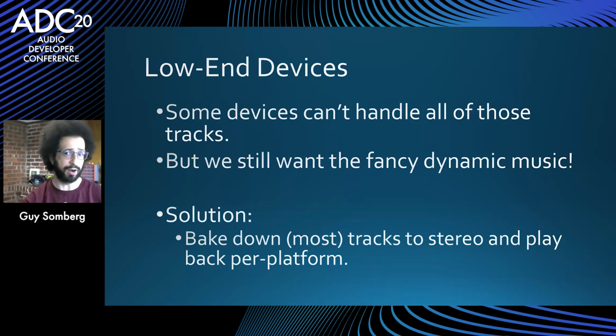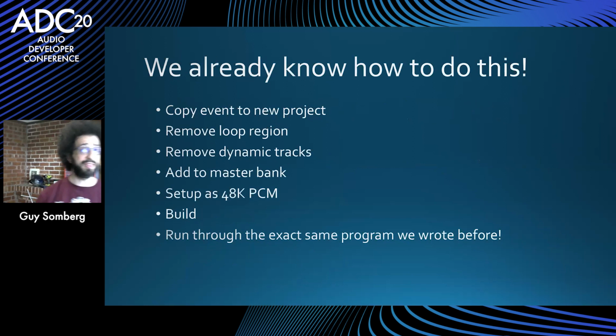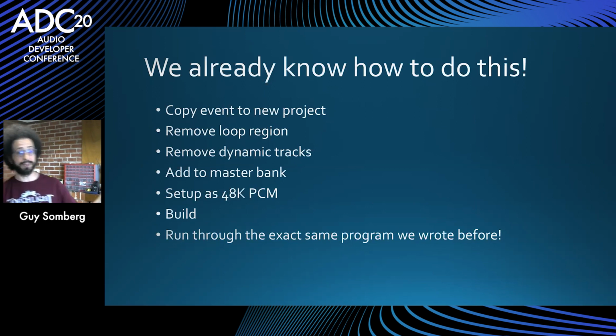How do we bake down our music track? Well, we know how to do that. We just copy the event to a new project, remove the loop region, remove the dynamic tracks, add it to the master bank, set it up as 48K PCM, and build. That's what that script that I wrote did, except it had all this special other stuff. We're just not doing any of that.